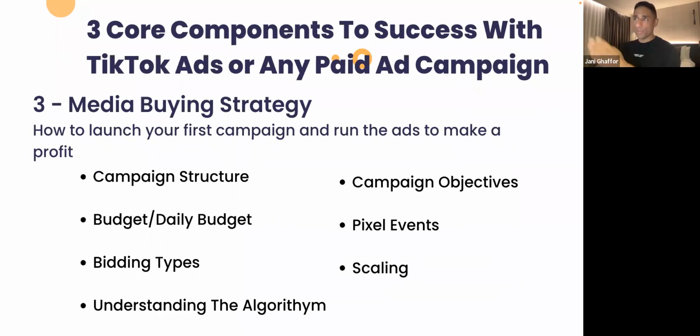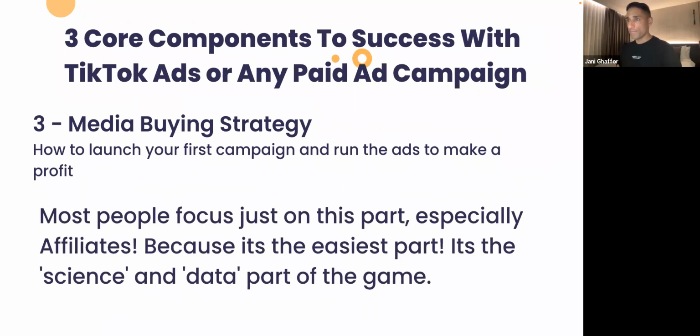And the final part, when you have the ad ready, you're ready to launch. So you need to know the media buying strategy, how to launch your first campaign and run the ads to make a profit. This comes down to things like your campaign structure, how much budget you allocate, the daily budget, the bidding types, understanding the algorithm, the campaign objective, seasoning the pixel events, and the scaling. Now, all of these things seem like a lot, but don't worry. I break it down into the 20% that makes 80% of the difference. The 80-20 rule, if you're familiar with that.